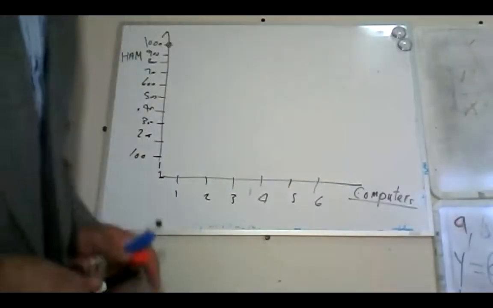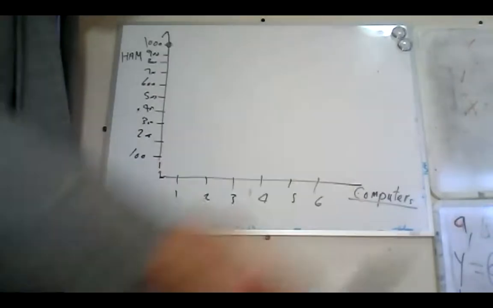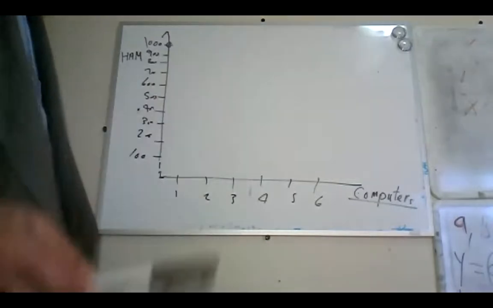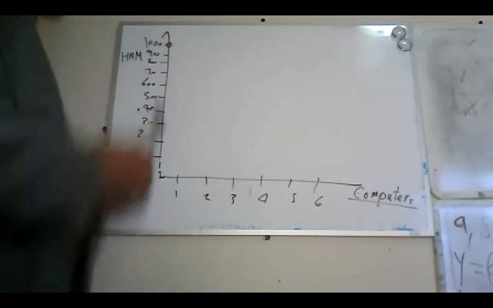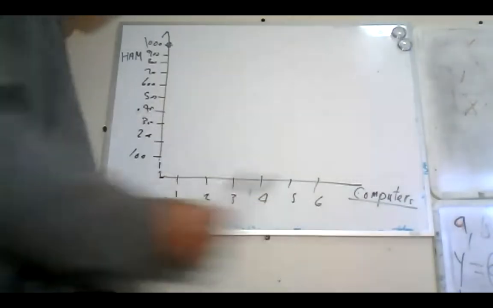I'm just back. I will repeat this because I was sharing, so the screen was small. I just want to enlarge the screen. Now I repeat. I will put the ham on the vertical axis and I will put the computers on the horizontal axis.